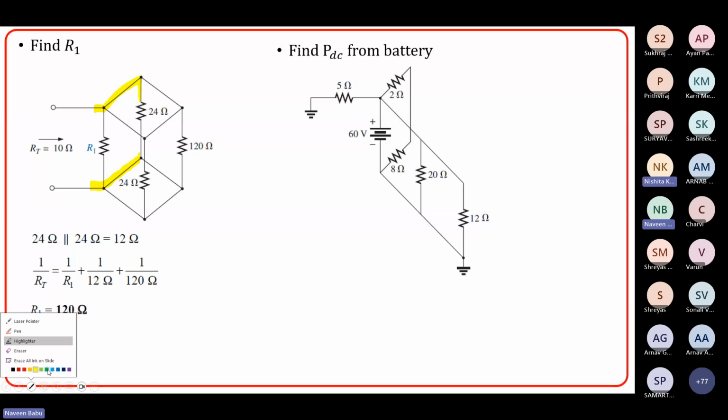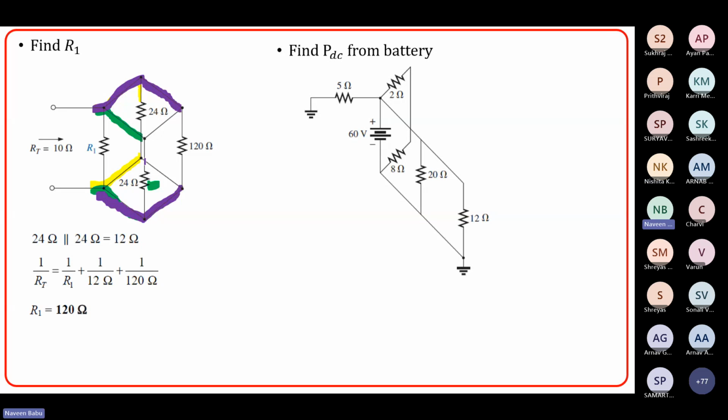Now let me take another color and draw for this 24 ohm. One end is again connected to this, and the other end of 24 is also connected to this. Now let me draw for 120 ohms, in purple. This line is also connected to this line, and then this 120 ohms is also connected to this. So all these four resistors are connected in parallel. That's why we drew the equivalent circuit that way.